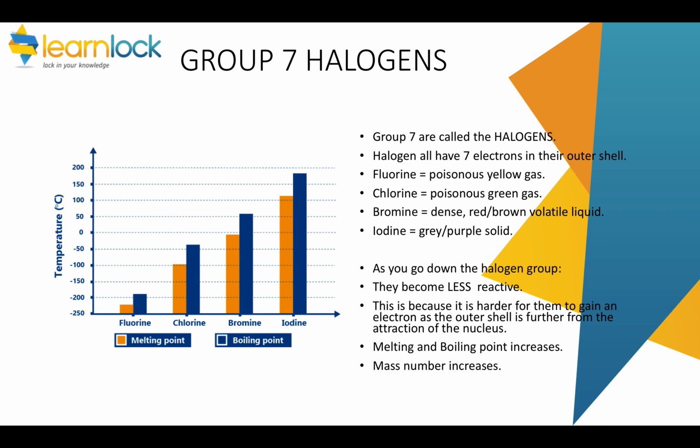As you go down the group, they become less reactive. And that's because this time they're trying to gain electrons to become full. So the larger the atom, the harder it is to gain another electron. So fluorine is the most reactive because it easily gains one because the outer shell is closest to the nucleus. Also, as you go down the group, the melting and boiling point increases, as you can see from the graph.